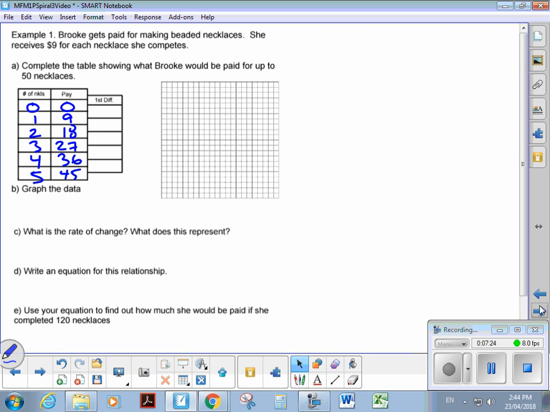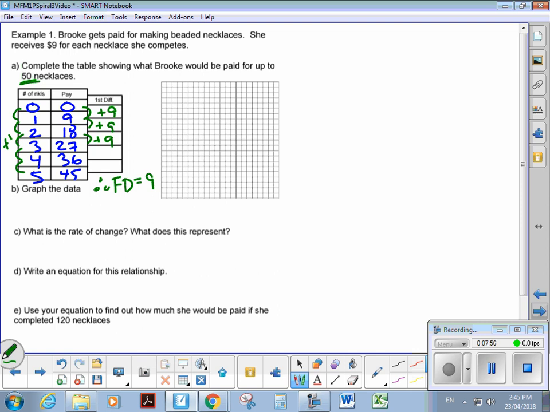The reason I'm ignoring this instruction is because it causes me problems. I want to go up by ones, so I'm going to cheat a little bit here. Going up by ones, that's 9 plus 9 plus 9. So I'm just going to put right here, first difference equals 9. All right. So complete the table up to 50 necklaces.